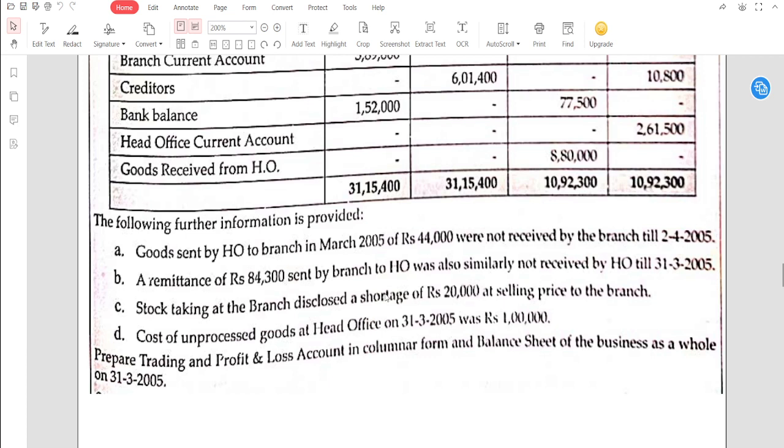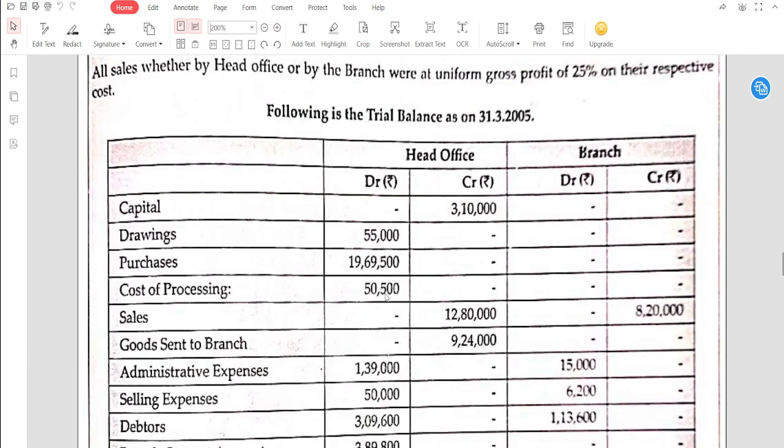It says prepare the trading and P&L account in columnar form. We have to prepare the trading and P&L account in columnar form and the balance sheet as a whole on 31st March 2005. So that is the question. Let's solve it once. What we need to prepare here: we first need to calculate the gross profit overall, then we are going to calculate the branch gross profit. Then we can easily calculate the trading and P&L, as well as the balance sheet.